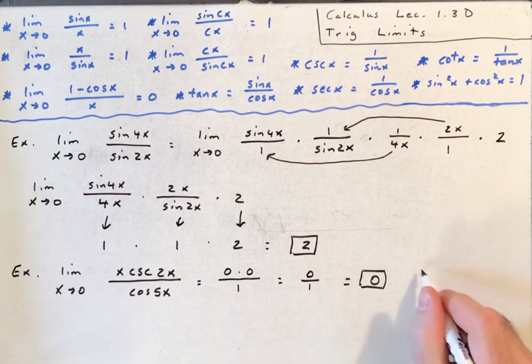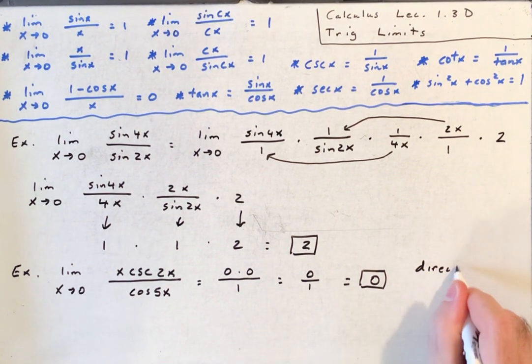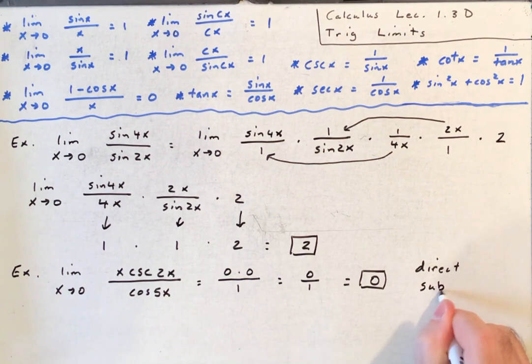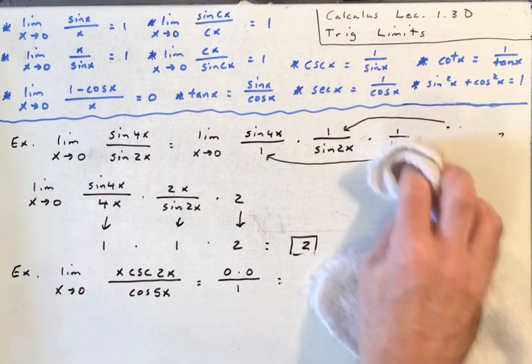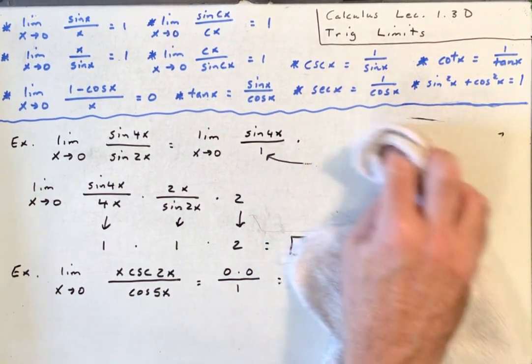So it didn't need more work. We could just directly substitute and get an answer that was not 0 over 0. So be careful if you have a homework problem like that. You don't want to do a ton of work if you don't need to. All right. Let's move on to some more examples.